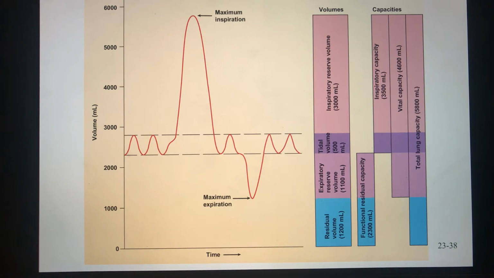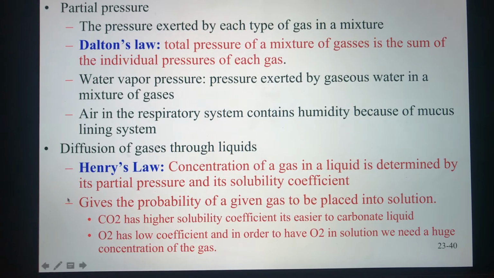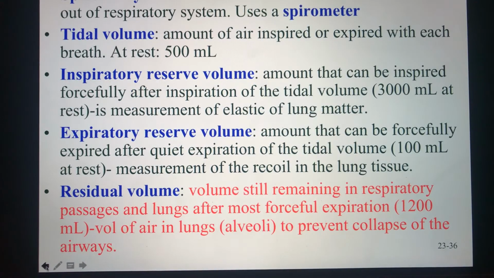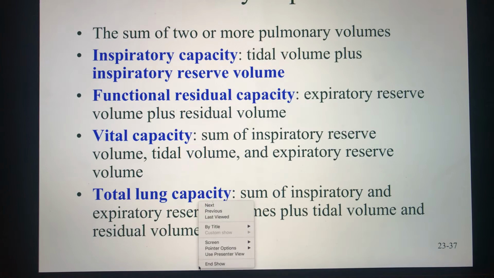So what happens is we always have some residual amount of air left. That residual amount of air left allows us to have a little bit of air in the lung. So then when you take your next breath, there's always a little bit of air in there. The alveolar cells are already slightly stretched out. It's not as hard to take your next breath. That's why the residual volume is important. It's a volume of air in the lungs and the alveoli, and it prevents the total collapse of the airways.